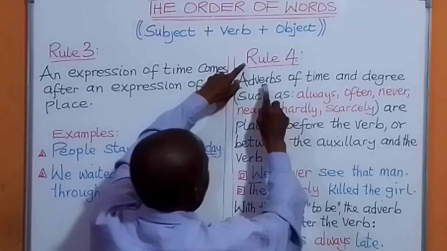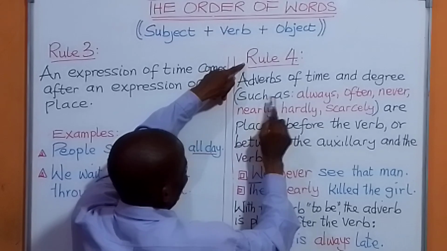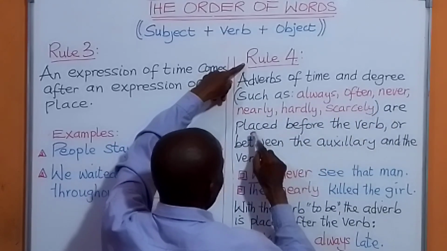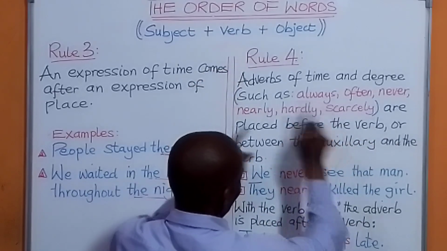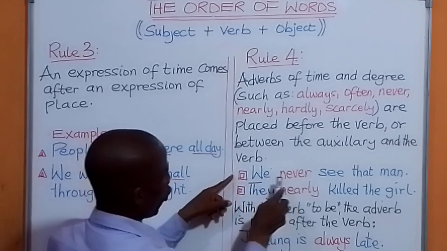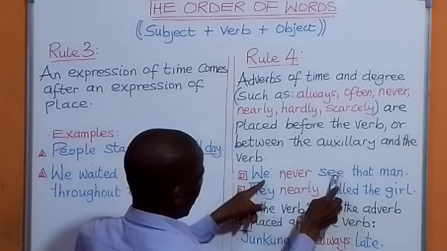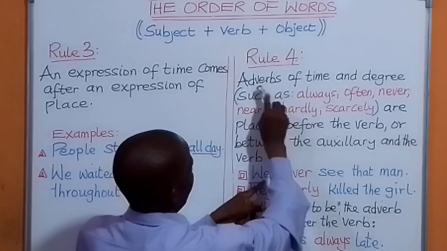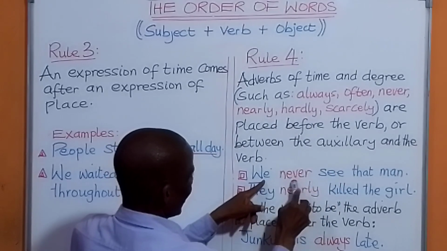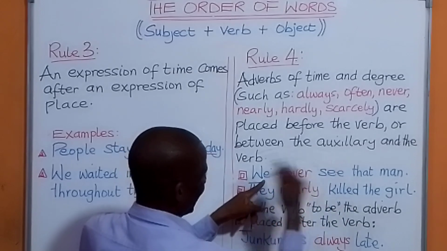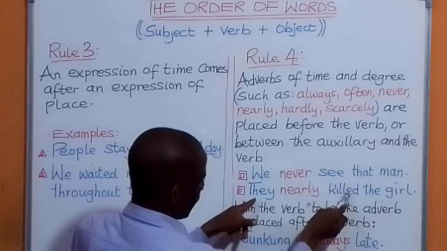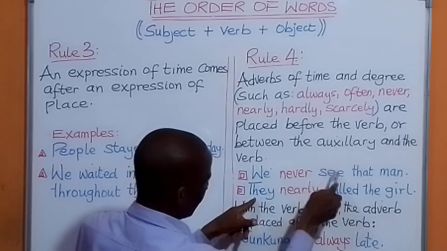Rule number 4: adverbs of time and degree, such as always, often, never, nearly, hardly, scarcely, are placed before the verb, or between the auxiliary and the verb. So, this is the verb. You place the adverb before the verb. We, subject, never see, or we have never seen. They nearly killed. This is the verb. Place the adverb before the verb.